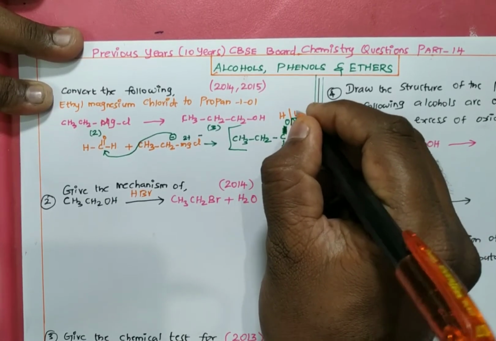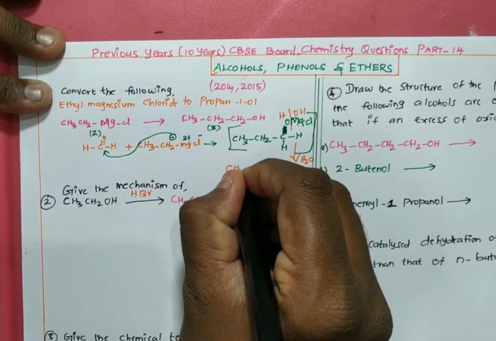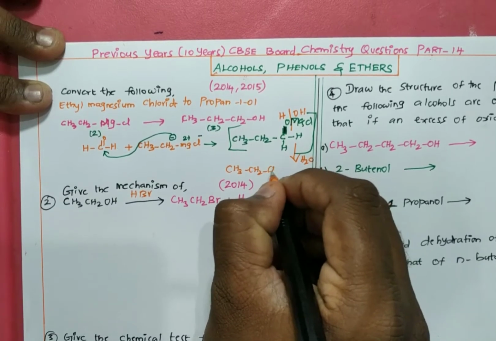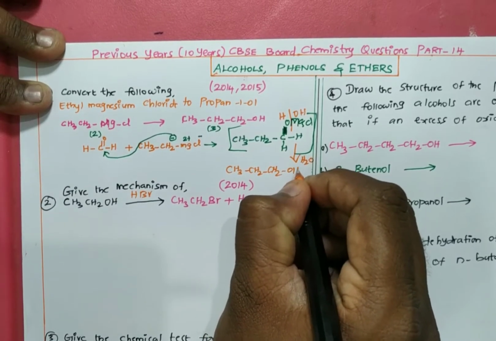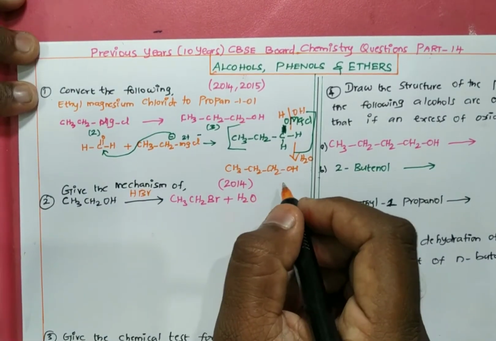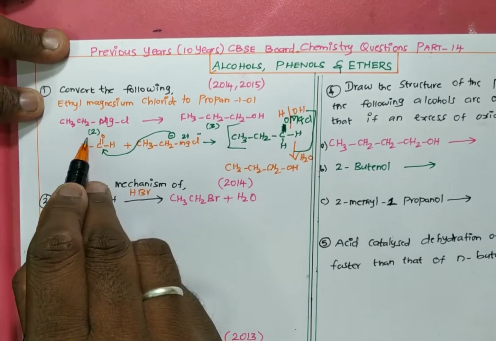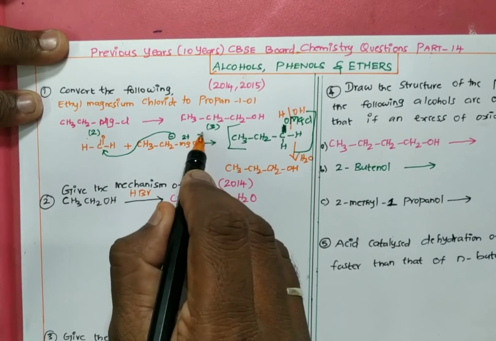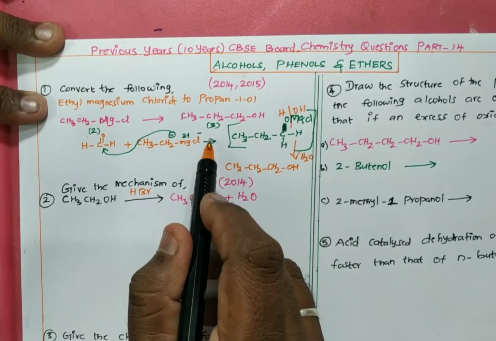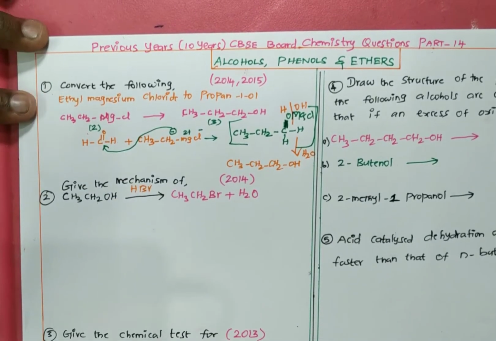With H and OH, I will be getting my final product, that is CH3CH2CH2OH. This is my propan-1-ol. Are you able to understand, student? Initially we have 2 carbon atoms, so that should be converted into a 3-carbon-containing alcohol, which should be a 1 degree alcohol. That is why we have to use an aldehyde. Okay, are you able to understand, student?